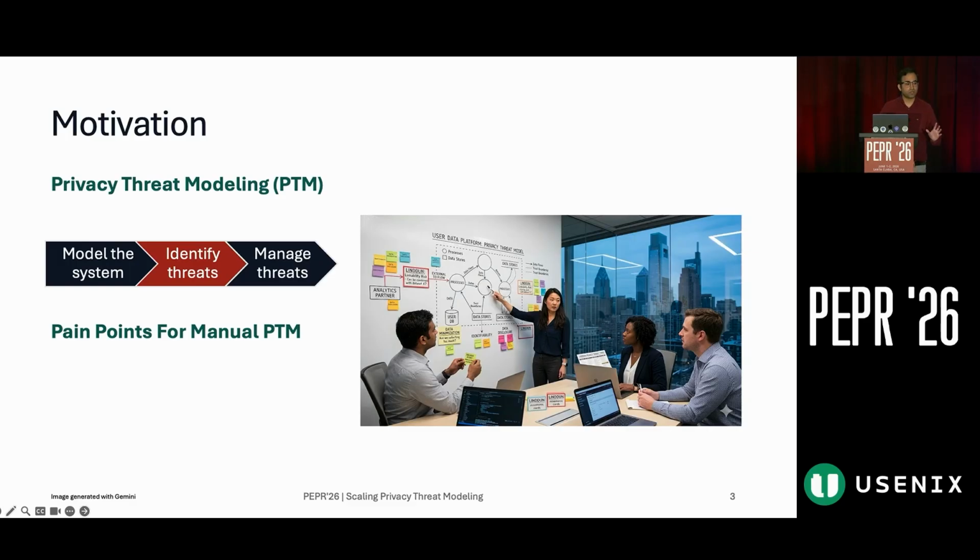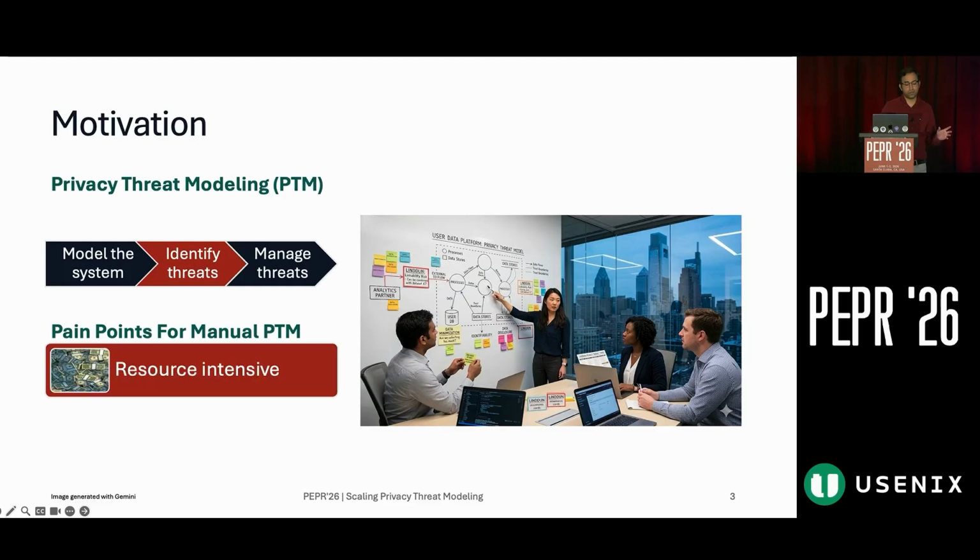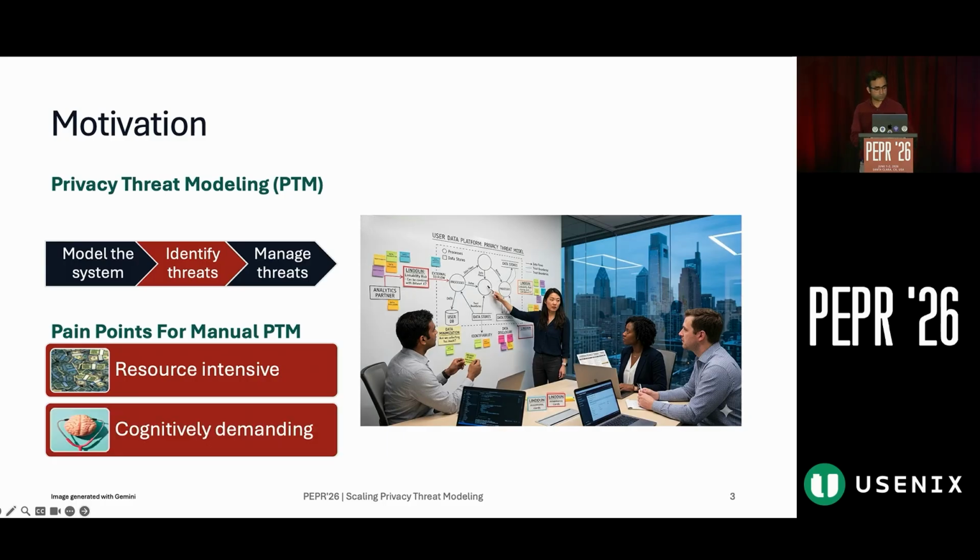Most of the privacy threat modeling sessions are manual in nature. However, there could be some pain points. These sessions could be resource intensive in the sense that you require a lot of data, or the entire data picture of the application that is currently undergoing threat modeling. And then you also need to schedule all the stakeholders who need to be there on the call.